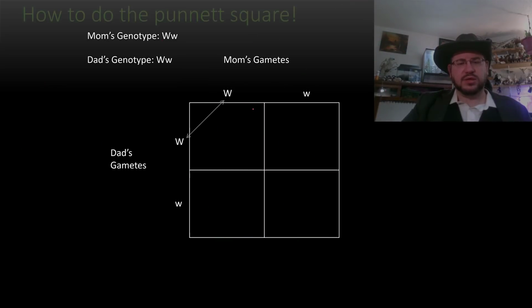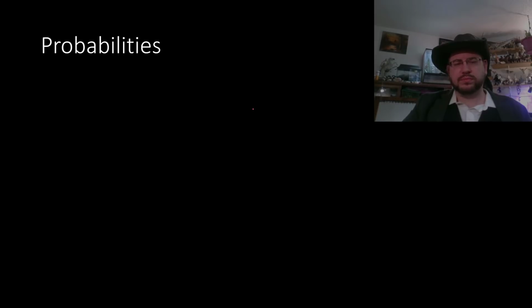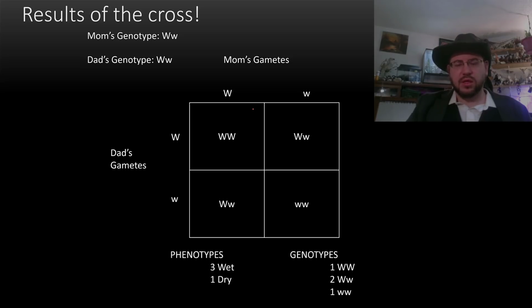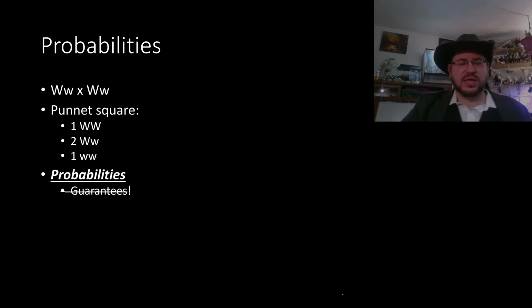But in case you wanted to see it all PowerPoint magic-y, boom. Right, there's the phenotypic. We have 3 phenotypes that are wet, 1 that is dry, and 1 genotype homozygous dominant, 2 heterozygous, 1 homozygous recessive, and from there we can determine the probabilities. Right, these are not guarantees. If they have 4 children, you will not necessarily get 1 homozygous dominant, 2 heterozygous, and 1 homozygous recessive.